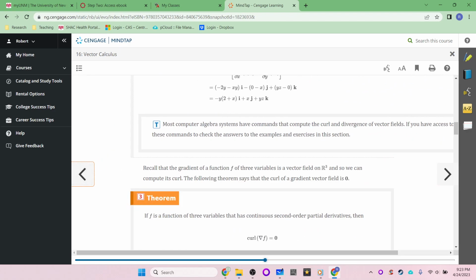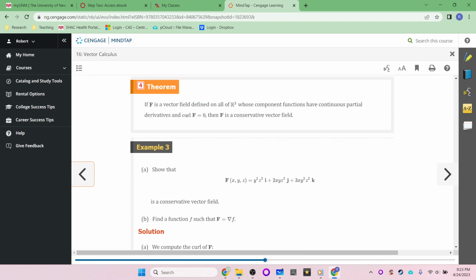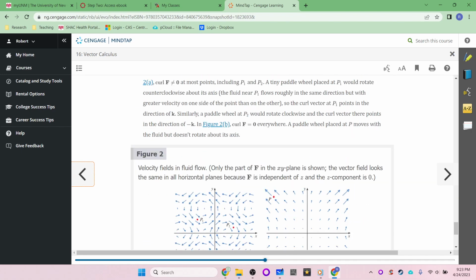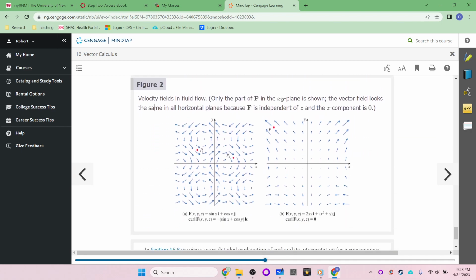Let's figure out. Okay, so this is the sort of thing that we could give you on an exam or a homework. We want to say, what is the curl at these points here? Look at the point P1. We can see the curl at P1 is positive.